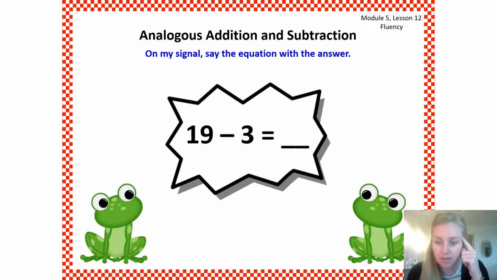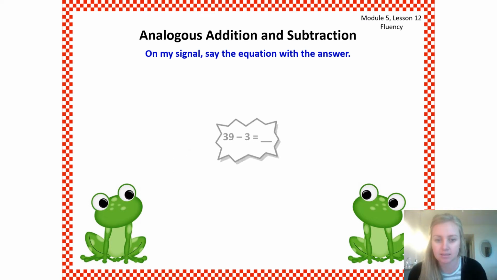Think big, think big. These are related facts. Say the whole equation. Get ready. Yes, 19 minus 3 equals 16. So if 9 minus 3 equals 6 and 19 minus 3 equals 16, think big for 29 minus 3. Say the whole equation. Get ready. Yes, 29 minus 3 equals 26.